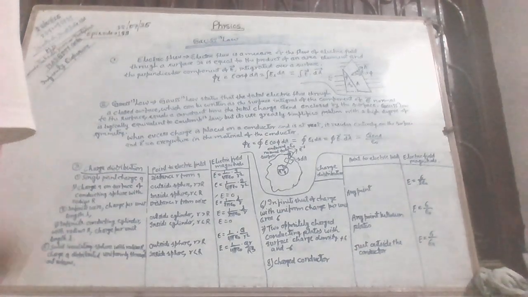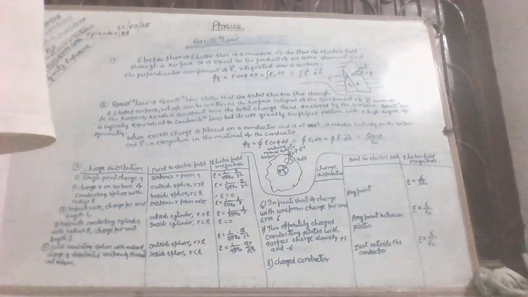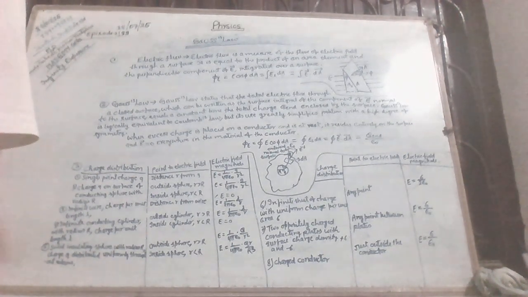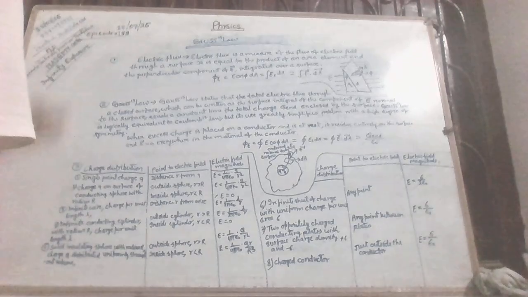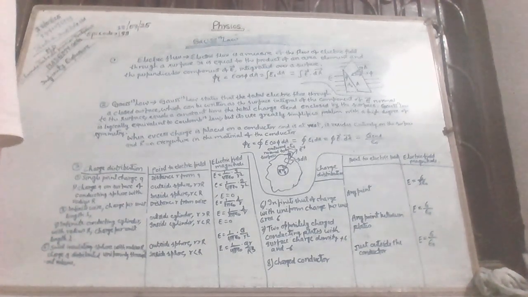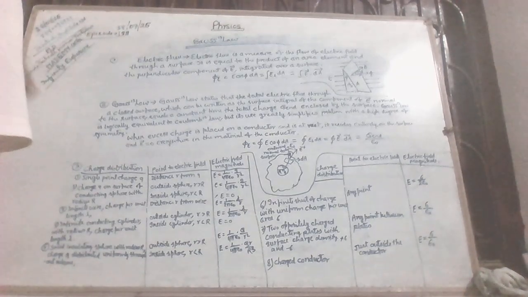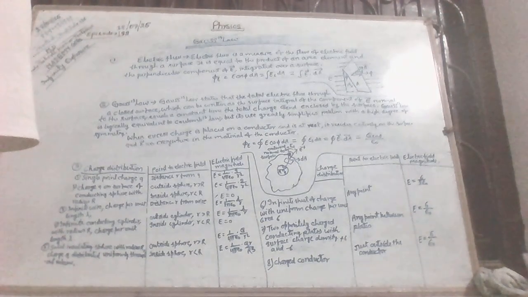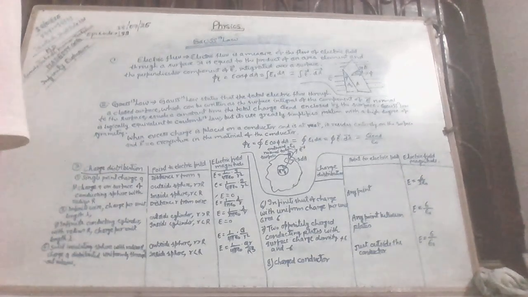Gauss's law. Gauss's law states that the total electric flux through a closed surface, which can be written as the surface integral of the component of E normal to the surface, equals a constant times the total charge Q enclosed by the surface. Gauss's law is logically equivalent to Coulomb's law, but its use greatly simplifies problems with a high degree of symmetry.